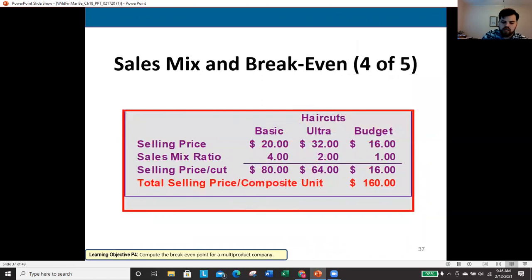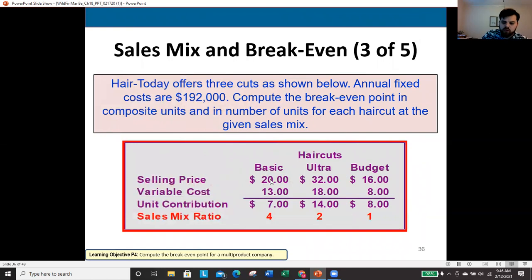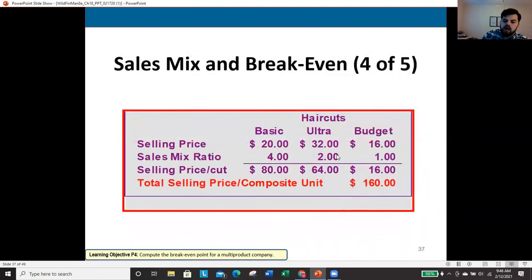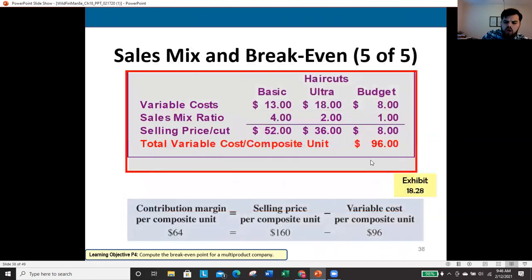At this point, we simply need to come in, take my actual information and multiply it all the way through. So in this case, for my basic, I've got a selling price of $20. I sell 4 of these. So 20 times 4 is 80. We do the same thing. 32 times 2 is 64, and 16 times 1 is 16. This is a total selling price of $160. We'll now do the same thing for the costs. So a basic haircut costs $13. 13 times 4 is 52. Adding up is 96. 160 minus 96 is, of course, 64.